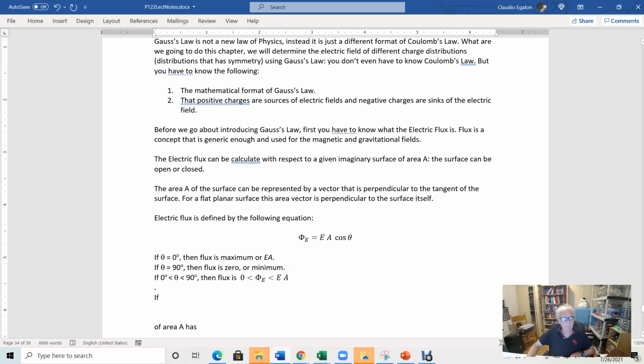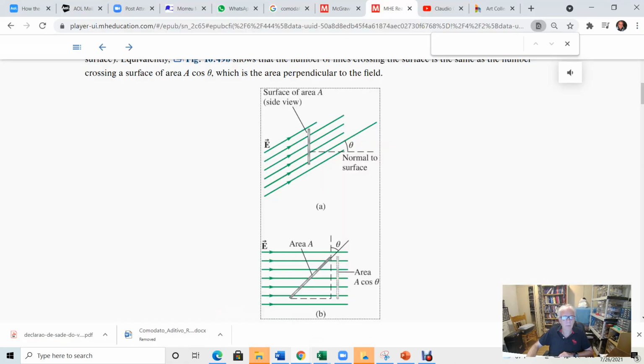Make sense? That's what you have to know about the electric flux. Remember, that's not Gauss's law. Gauss's law uses this idea of electric flux. And those are illustrations of the book.